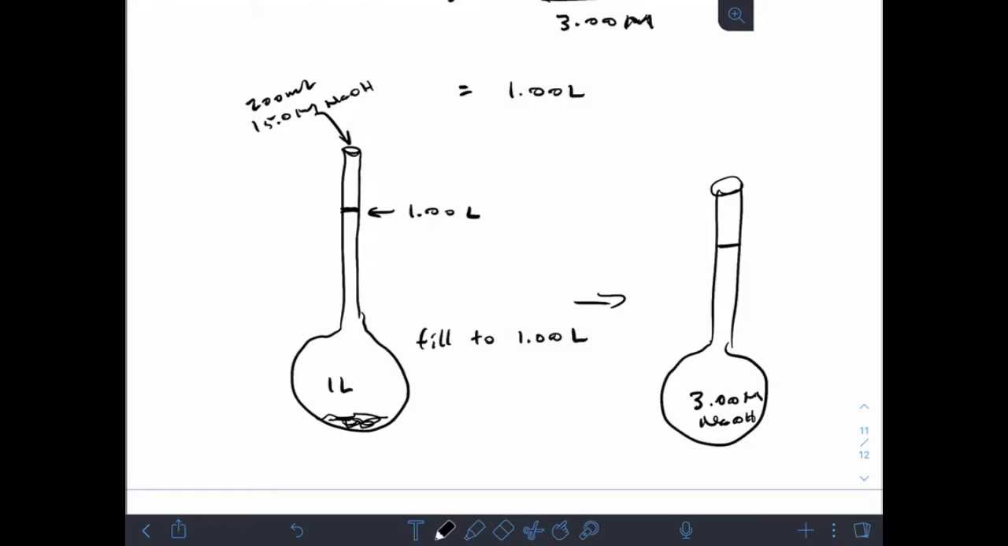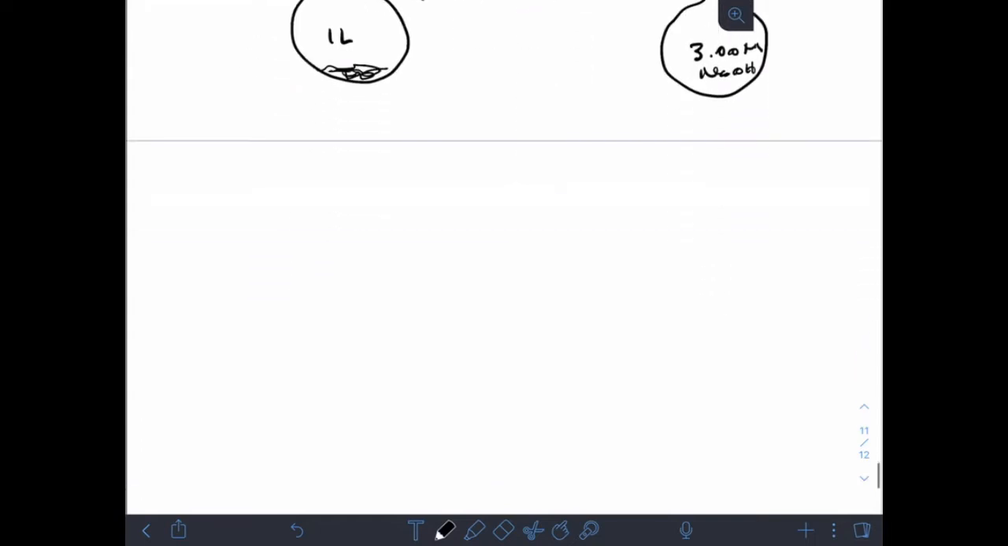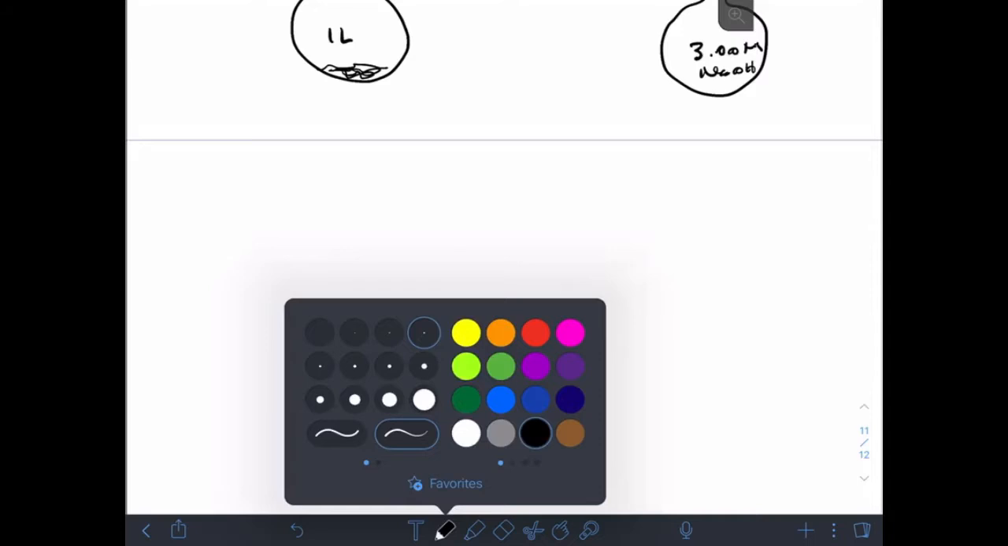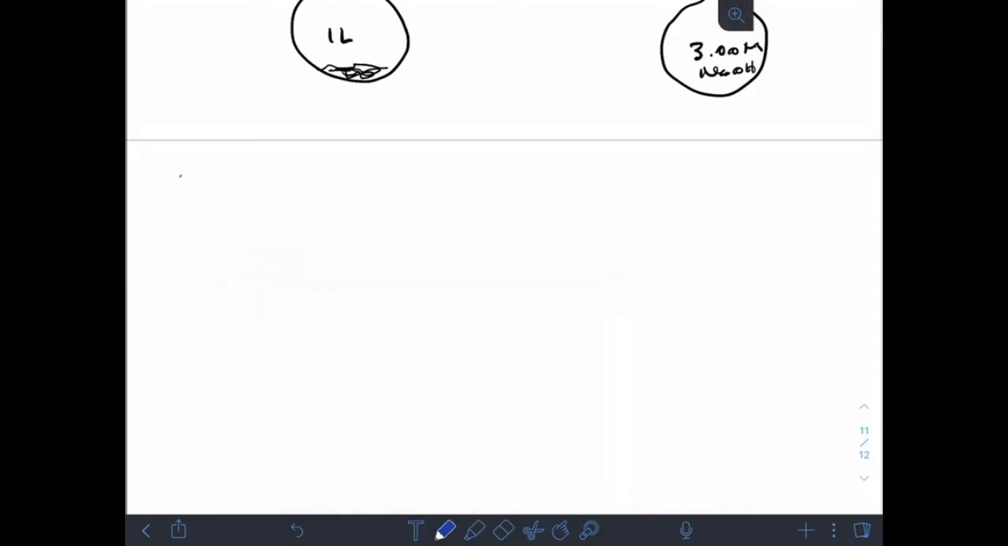Okay, so dilutions are super important, and if you continue on very far into chemistry, you'll get into quantitative analysis lab or organic lab, where dilutions will happen all of the time. So let's move on to our next topic, and we're going to start talking about acids and bases.